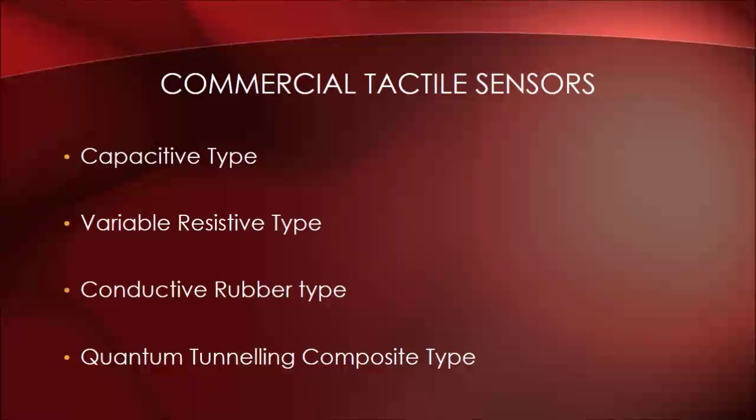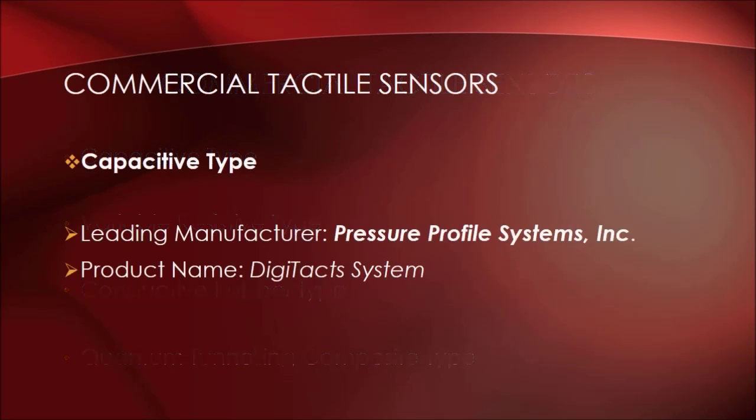Okay, so now we will discuss the commercial tactile sensors existing in the industry. The four most popular tactile sensors are capacitive type, variable resistive type, conductive rubber type, and quantum tunneling composite type. We have capacitive type commercial tactile sensors, the leading manufacturer for which is Pressure Profile Systems Inc.